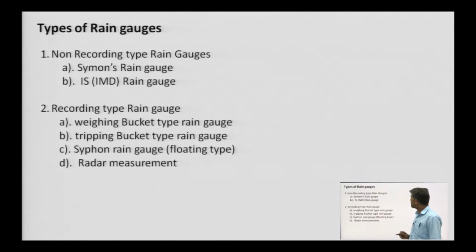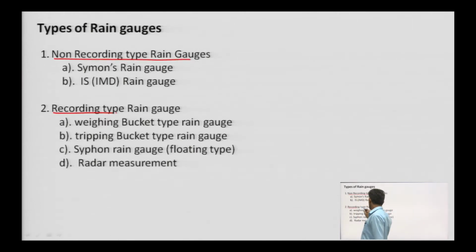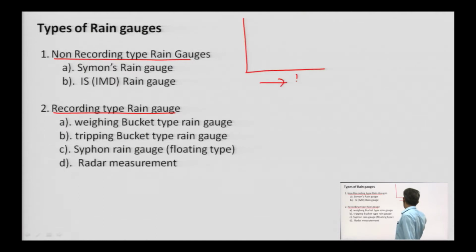So, types of the rain gauges. We have basically two types of rain gauges. The first one is the non-recording type of rain gauge, and the second one is the recording type of gauge. What is the difference between non-recording and recording? Non-recording means the variation of the precipitation I with reference to time.